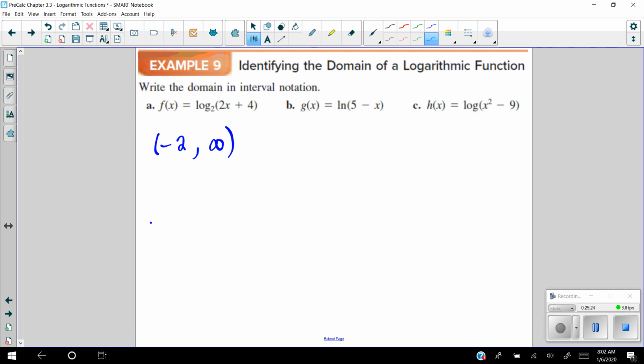Which makes sense, because if you remember from our transformation unit, you would have to factor out that 2, and then you get x plus 2. And that's your horizontal shift right there. Opposite h means left 2.